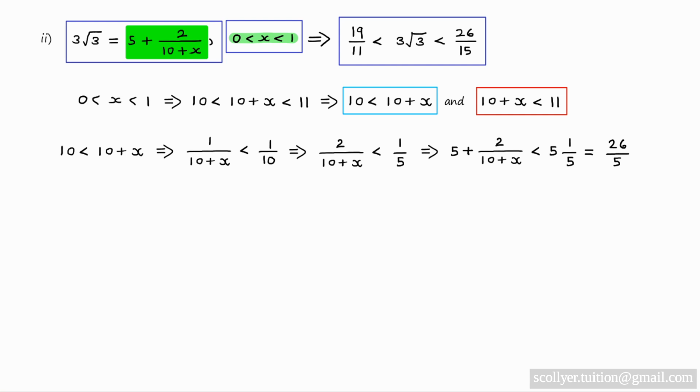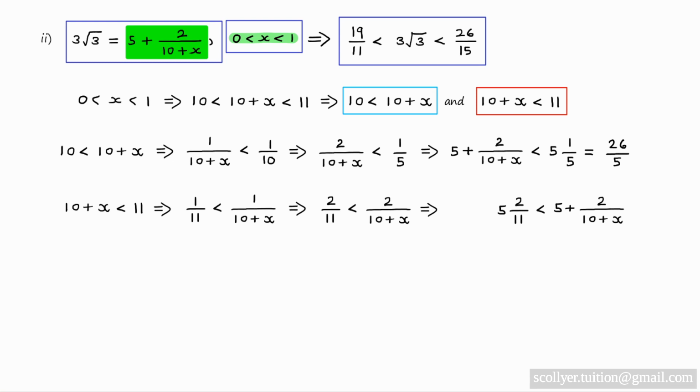And now we follow a similar process with the inequality 10 plus x is less than 11. And so if 10 plus x is less than 11, then 1 over 11 is less than 1 over 10 plus x. And on multiplying through by 2, we find that 2 over 11 is less than 2 over 10 plus x. We add 5 to both sides to find that 5 and 2/11 is less than 5 plus 2 over 10 plus x, which is the same as saying that 57 over 11 is less than 5 plus 2 over 10 plus x.